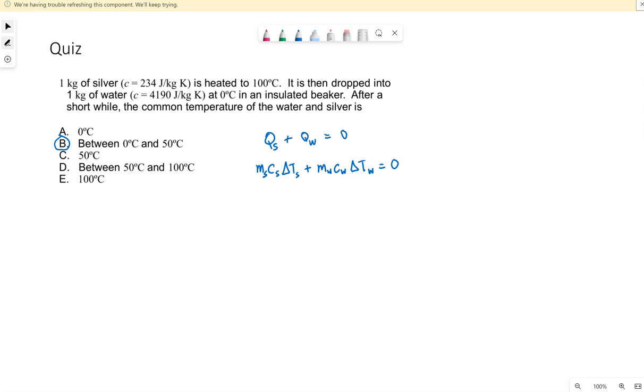Since the specific heat of silver is really, really small compared to that of water, C of water is really big in comparison, then the silver's change in temperature is going to have to be a lot bigger than the change in temperature of the water in order to maintain this equality, to talk about the energy exchange staying only within the system. So if the silver goes through a much larger change in temperature, it's going to be more than half, and that's why we'll end up closer to 0 than 50.